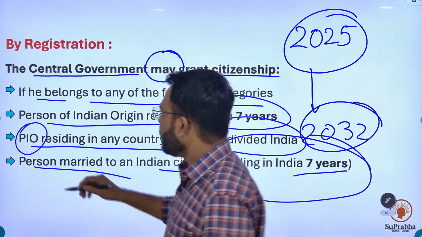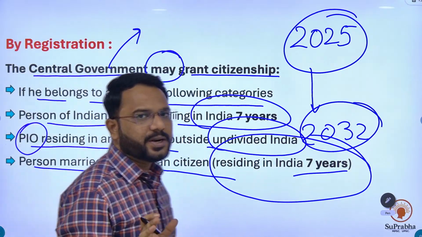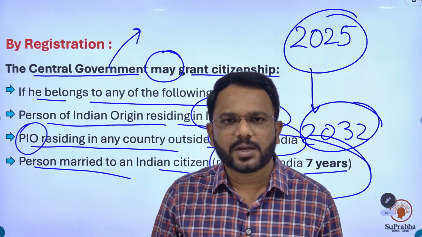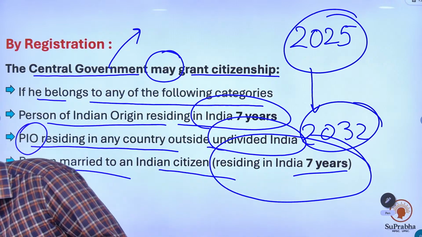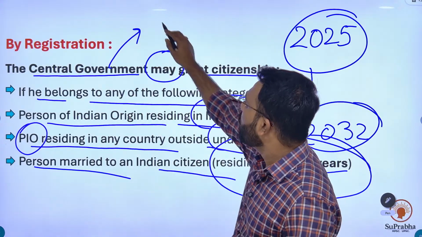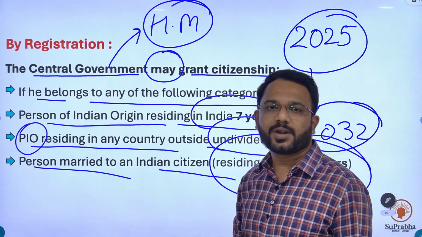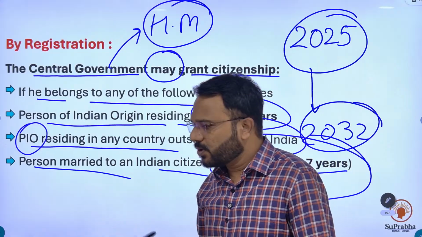And one more important thing: in the central government, which ministry deals with citizenship? Is it the External Affairs Ministry? Is it the External Affairs Ministry? No, it is the Home Ministry. It is the Home Ministry which usually deals with citizenship.